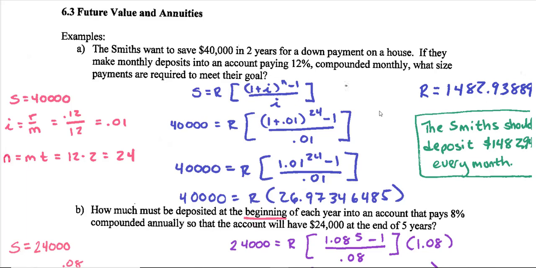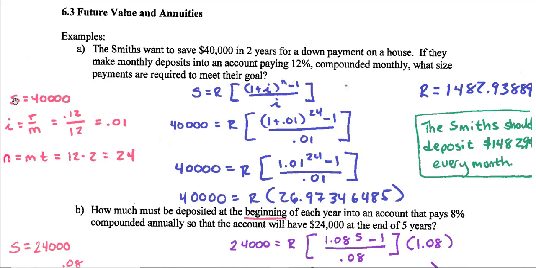Let's go over the future value in annuities exercise solutions. For example, the Smiths want to save $40,000 in 2 years for a down payment on a house. If they make monthly deposits into an account paying 12% compounded monthly, what size payments are required to meet their goal? So the future value of an ordinary annuity, S equals big R times (1 plus I)^n minus 1, all over I.